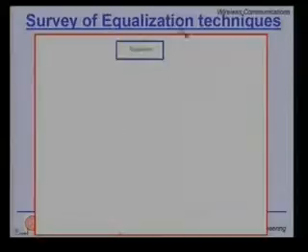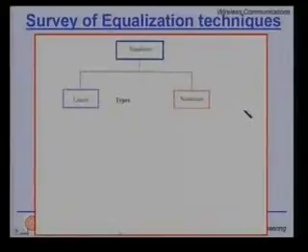Now, let us classify our equalizers. So, the equalizer can be broadly divided into linear and nonlinear types. Linear, no feedback from the dk; nonlinear, yes, there is a feedback.